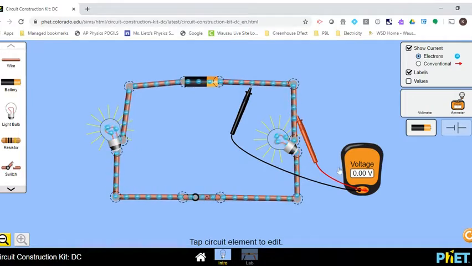The voltage, there are 2 probes. We're always measuring how much the voltage, or how much the energy, has changed between these 2 points. So nothing has changed. We haven't gained energy, we haven't lost energy.